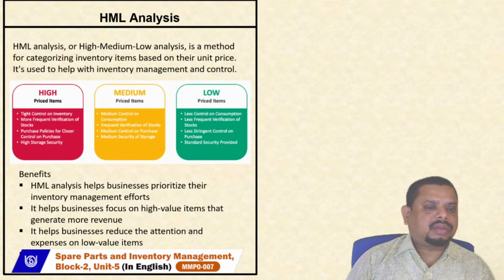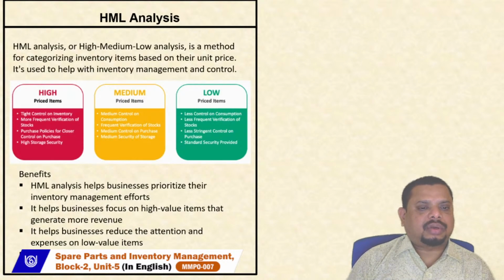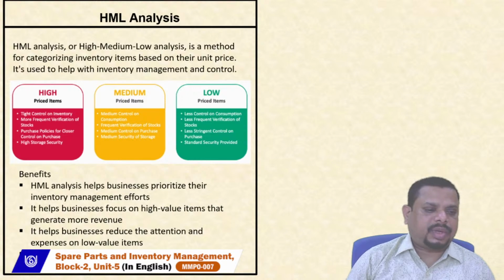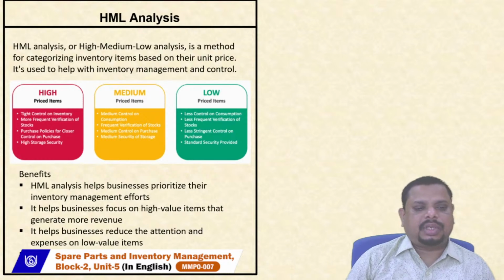This is mostly done by the store supervisors. The next one is medium control on purchase. Then medium security of storage should be required. Similarly, for low price items, there is less control on consumption, less frequent verification of stock, less stringent control on purchase, and standard security provided. If you observe the benefits with reference to HML analysis, it helps businesses prioritize their inventory management effort.